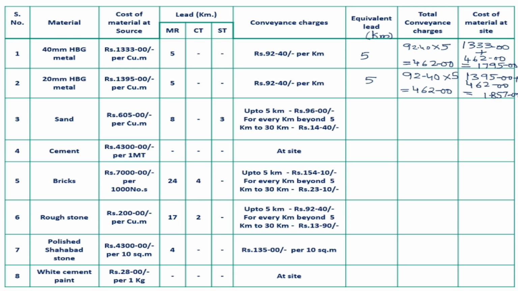Third one is sand. Its cost at source is 605 rupees. It is taken on a metal road and also on a sandy track road. So for a sandy track, increase the lead by 40%. Equivalent lead is actual lead into 1.4. 1.4 is the factor. 3 into 1.4 plus metal road distance, which is 8 kilometers. So 8 plus 3 into 1.4, which is equal to 12.2 kilometers.